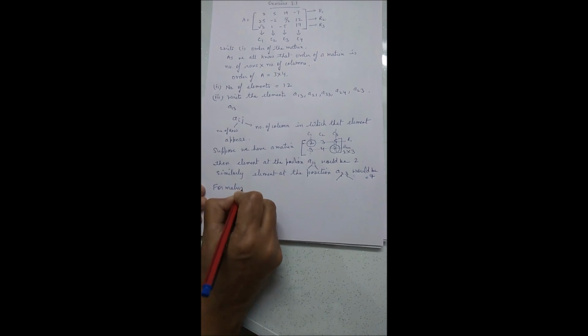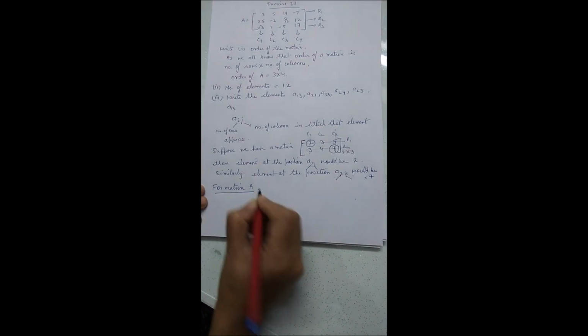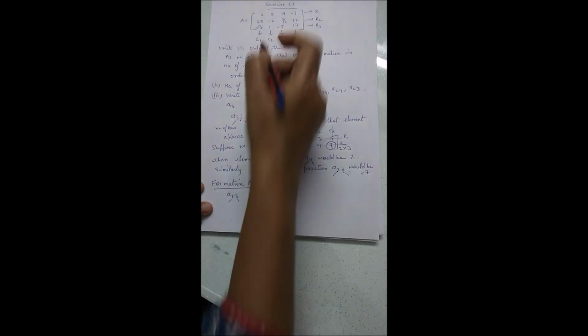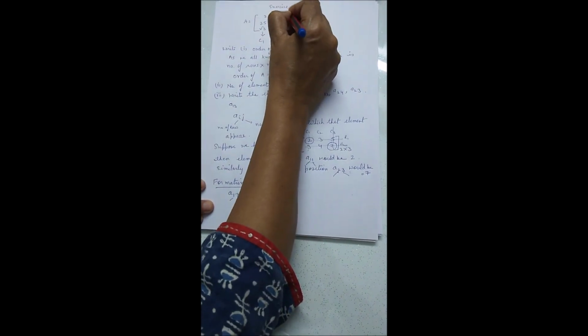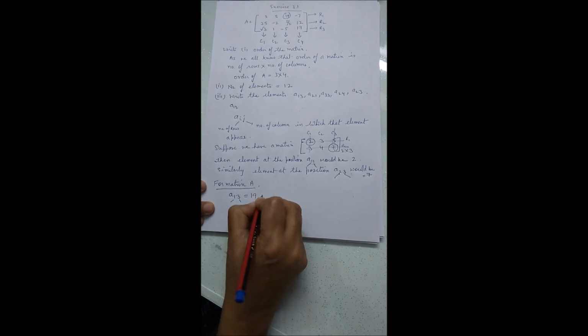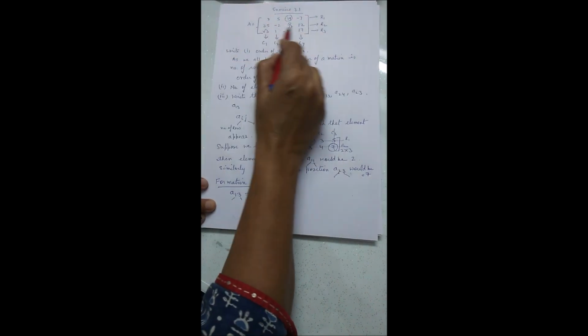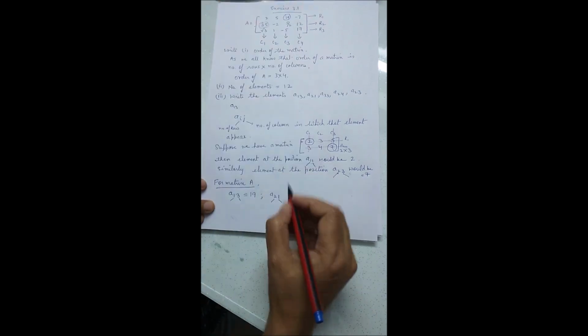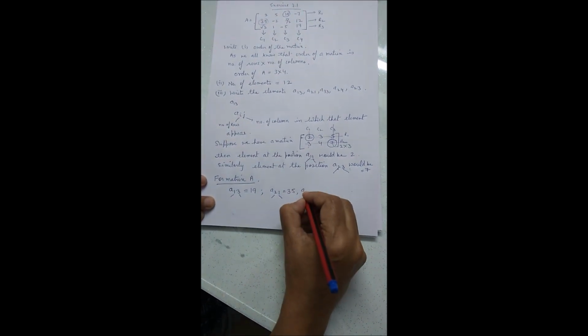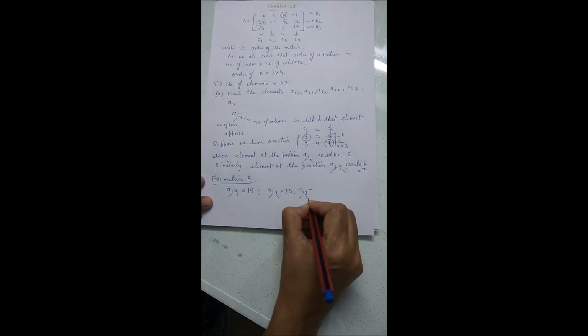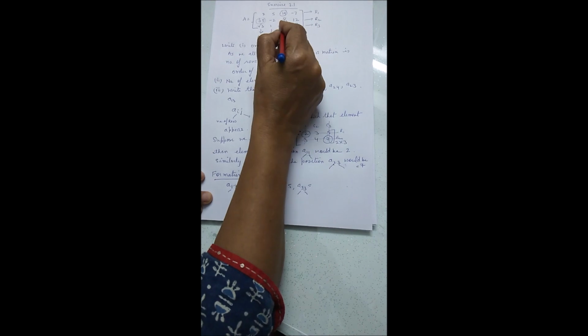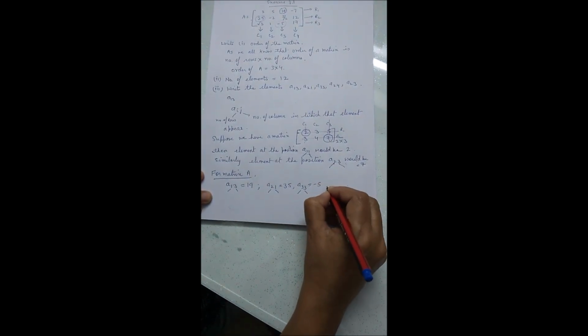Now, for matrix A, we can find the element present at the position A13. A13 is first row and third column. So first row and third column is 19. Similarly, A21, second row and first column. So the number comes out to be 35. A33, third row and third column. So the number would be -5.